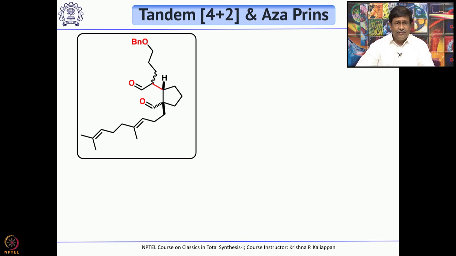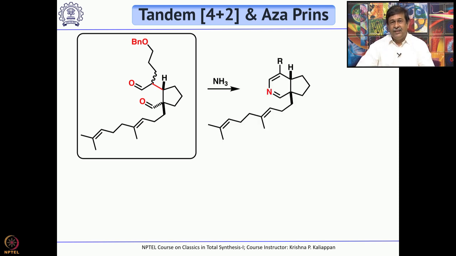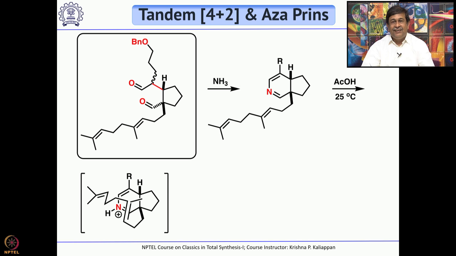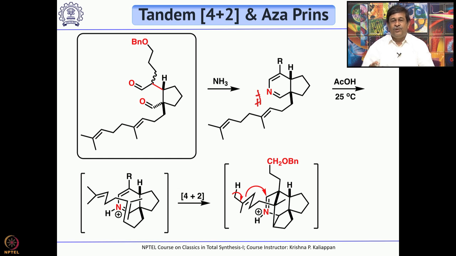Okay. Now you take this aldehyde and treat with ammonia, and as I said, immediately it forms the corresponding substituted dihydropyridine. Okay. Once you have this dihydropyridine, next the key step is the aza-Prins cyclization, and for that you treat it with acetic acid at ambient temperature. So the first step is the intramolecular Diels-Alder reaction. So acetic acid protonates the imine, okay, the protonation takes place here, and immediately it undergoes the intramolecular 4+2 cycloaddition reaction.